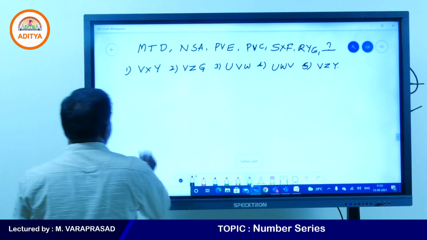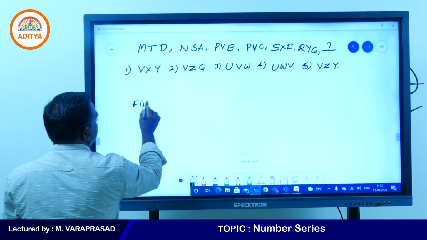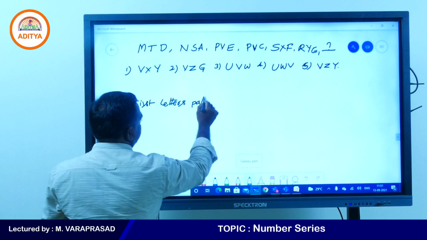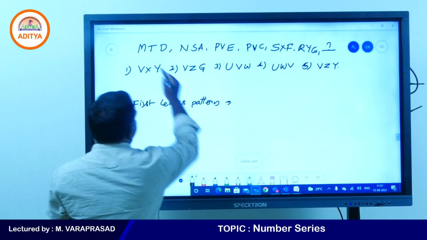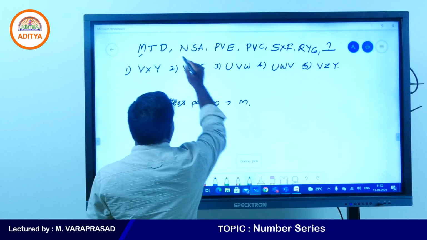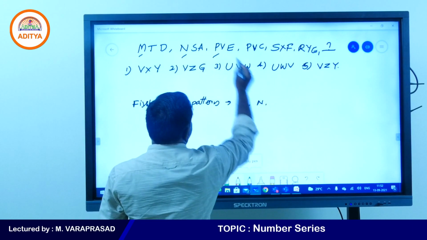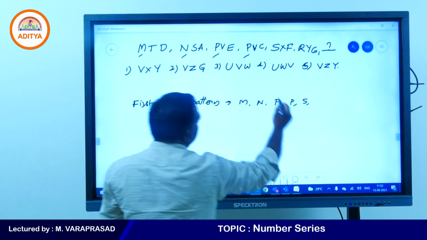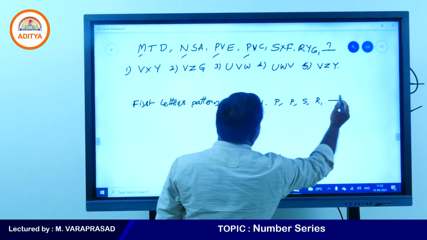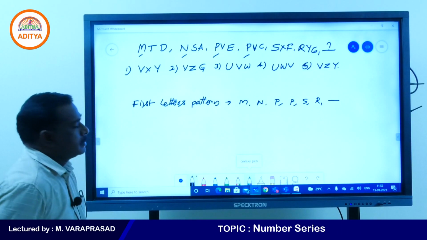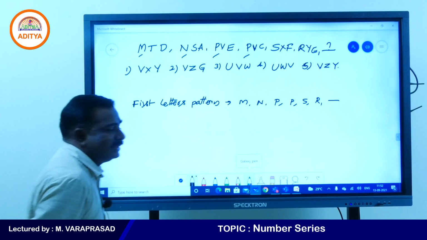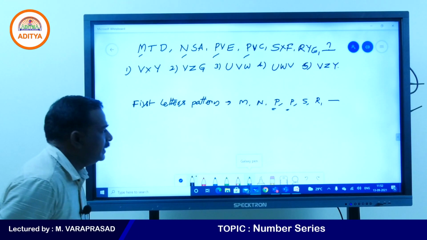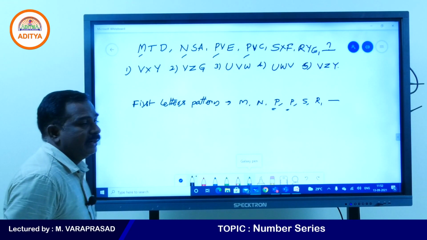If you take the first letters pattern, M is the first letter, N is the second letter, P is the third letter, P is the next letter, and S is the next letter, and R is the next letter, and what will you get here? So, what is the series here? Two P's are there, then you need to think in a different manner.